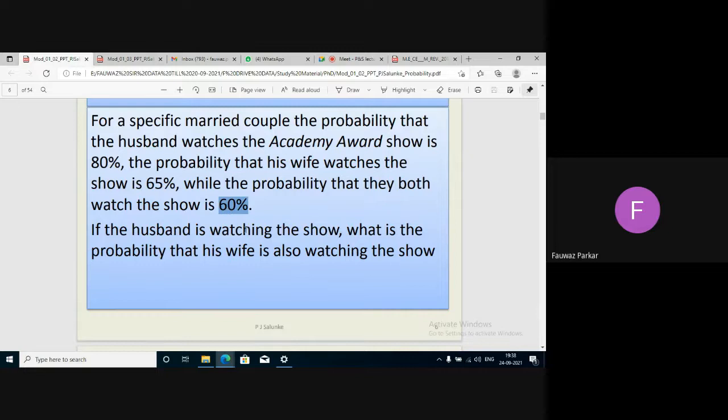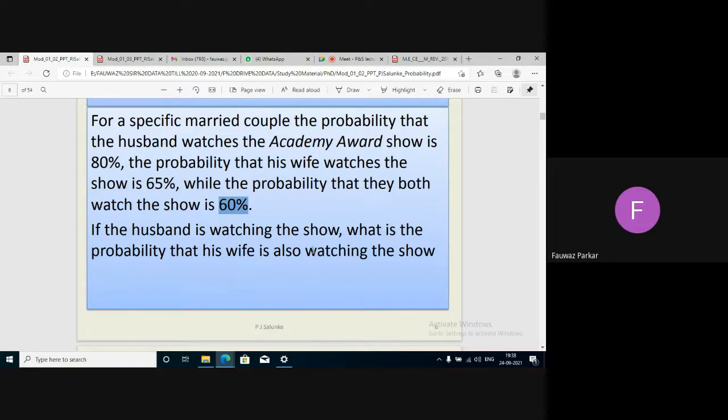At most it can be equal to either of the two, but it will never be more than the two. When the husband is watching, there may be specific times when the wife is not watching, and when the wife is watching, there may be times when the husband is not watching. Both watching together is a subset. Are you understanding my point? Yes, sir. Okay. This is a very general example, just for understanding purposes. So you can attempt now.